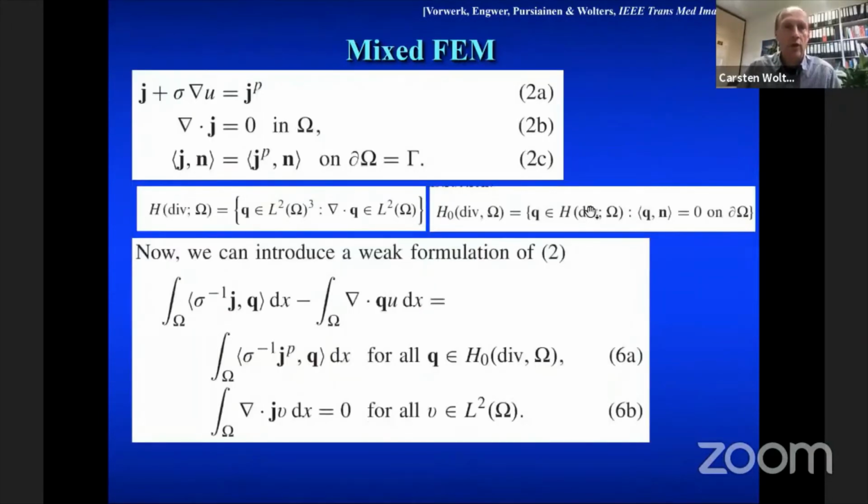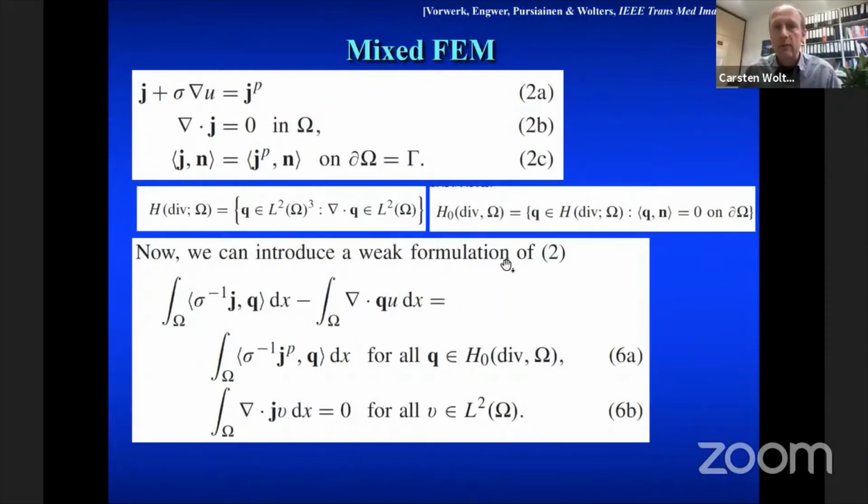So let me show you how this works out. First of all, we have now different function spaces in the mixed FEM approach. We need a vector valued function space. So we have the space HDiff, where we have vector valued functions Q, where the divergence of Q is also L2. So that is the HDiff space. H0 diff are those functions Q from HDiff where the normal component of Q at the surface is 0.